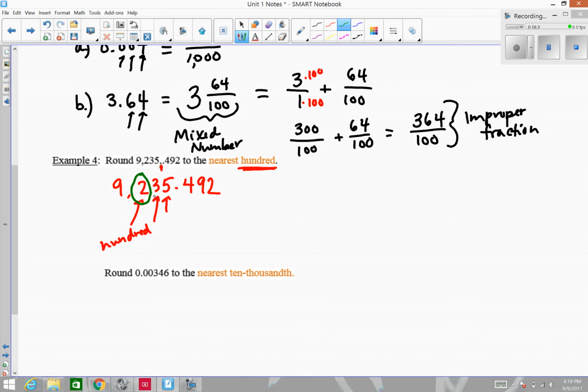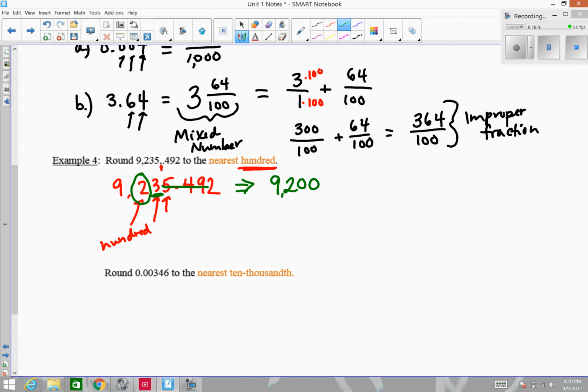And I decide by looking one place value to the right. So I'm only looking at the 3, I'm not looking at anything else. I look at this 3 to the right of my hundreds place, and if it's a 5 or greater, I increase my hundreds number by 1. But it's not 5 or greater, it's smaller. So in that case, I'm going to leave it just the way it is and have 9,200, and everything else becomes zeros. So 9,200 is my rounded number.